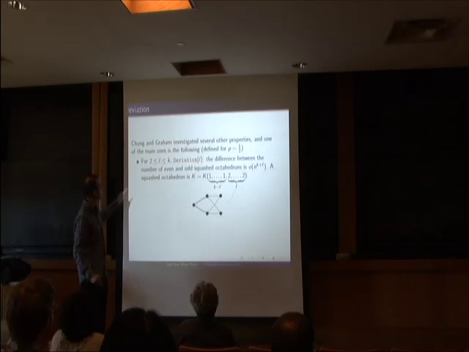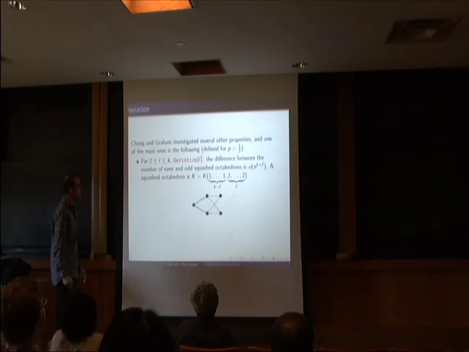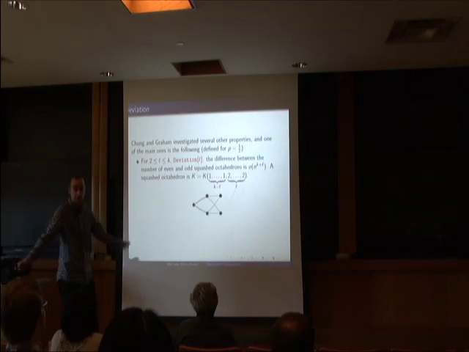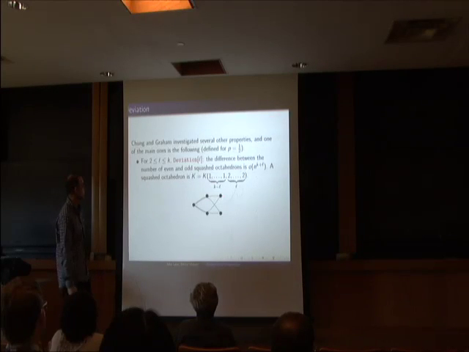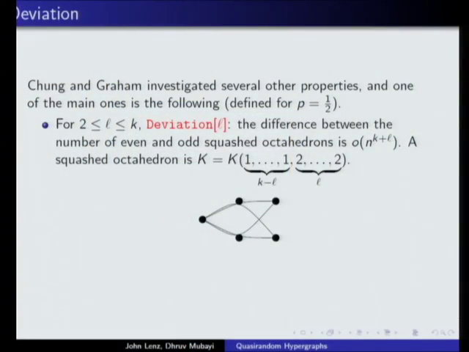That's what I've tried to write. The difference between the number of even and odd squashed octahedra is small compared to the total number of octahedra. There's k plus L vertices totally that you're looking at, so there's n to the k plus L choices. If the cancellation happens, then you satisfy deviation. For people that have seen multi-party communication complexity and looked at discrepancy there, this would be the same.